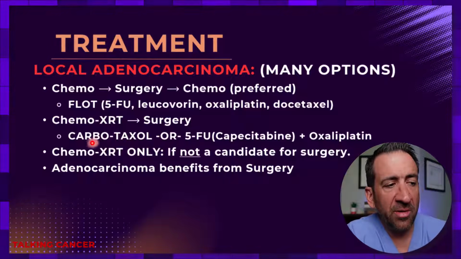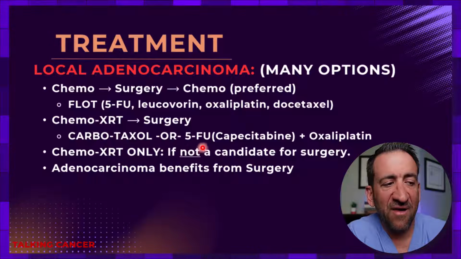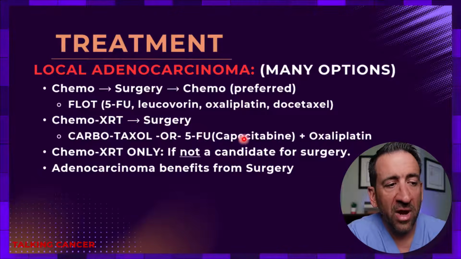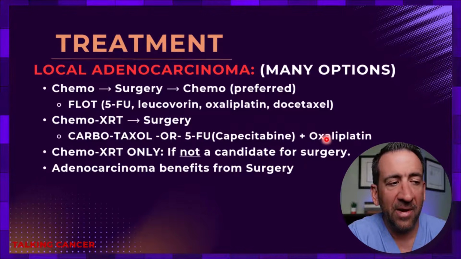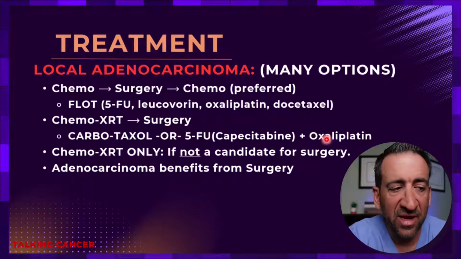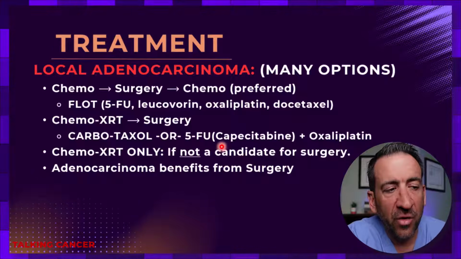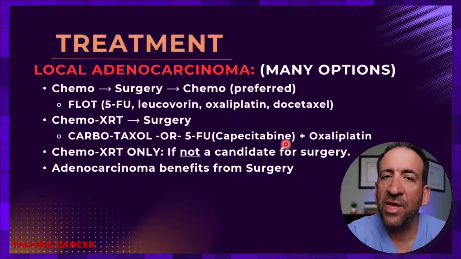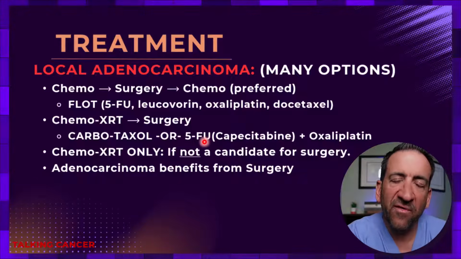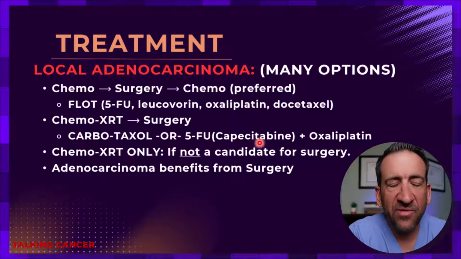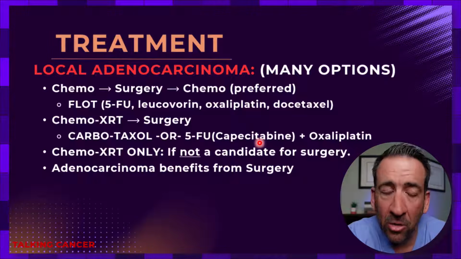So the other regimen besides carbotaxol is 5-FU, which we've already gone over, and oxaliplatin. So the combination of 5-FU and oxaliplatin. And I already mentioned the side effects to these. Now, I put another drug here. It's called capecitabine. Just know that capecitabine is oral 5-FU. 5-FU is given in the vein, while capecitabine is a pill.